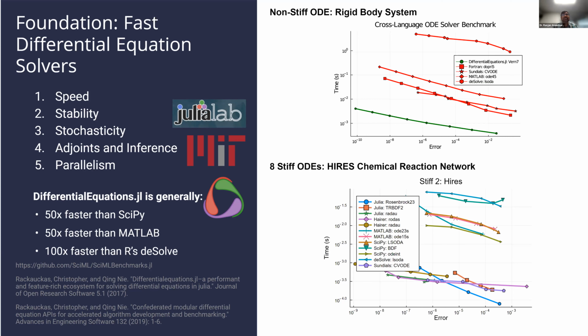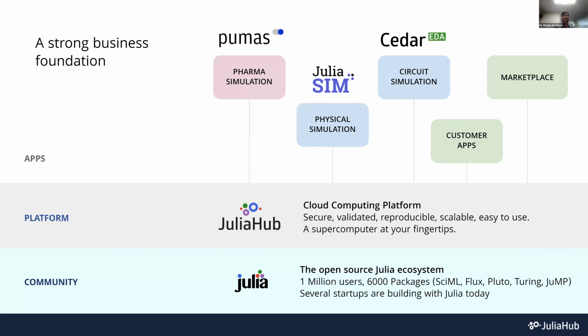But really, we are a company that's built off the open source. Right at the bottom there, we have this foundation of open source packages, including the differential equations packages that I mentioned, along with a bunch of other packages from a variety of other disciplines. What we as a company do is build this cloud platform that goes on top of that, called JuliaHub. This is a platform which is meant for all things Julia.